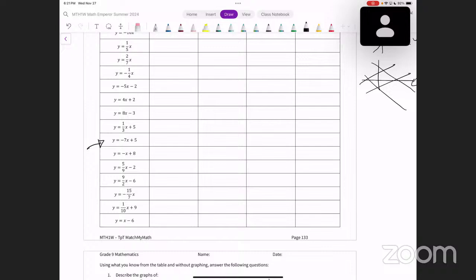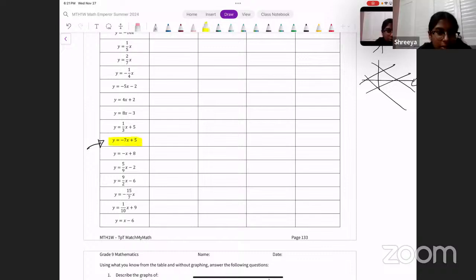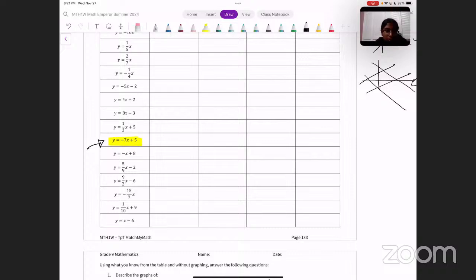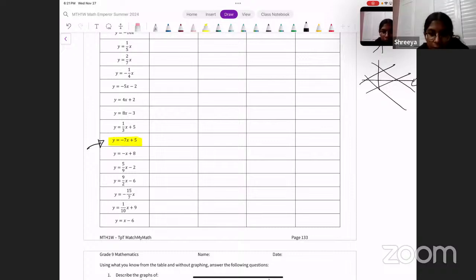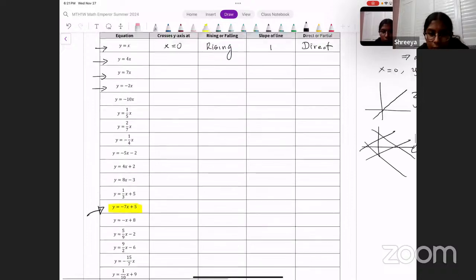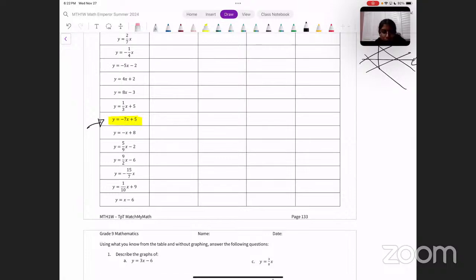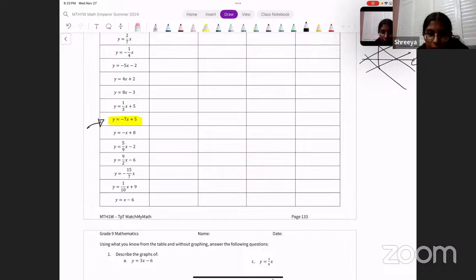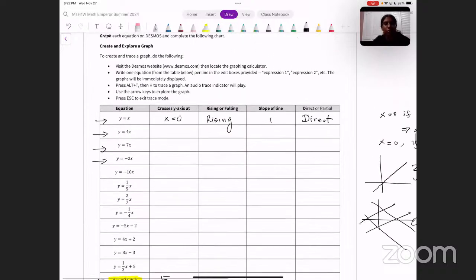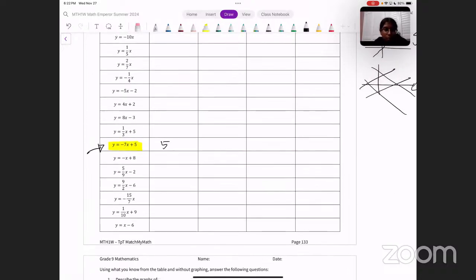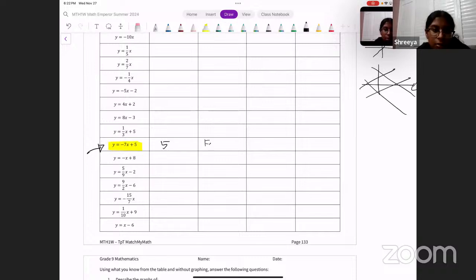All right, guys. So let's go back to who did it. Shreya, did you do this question? Yeah. Okay. What do you find out where it's crossing the y-axis? I think it was 5. Yeah, 5. Pretty good. All right. Next one, rising or falling? Falling. Pretty good.